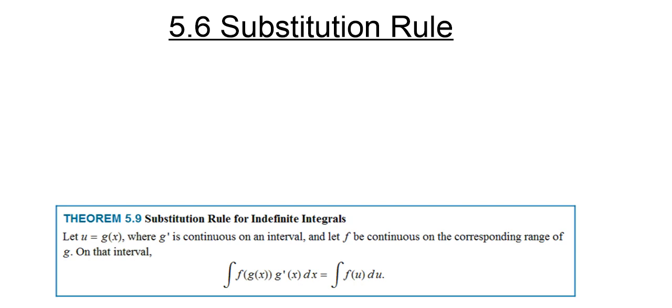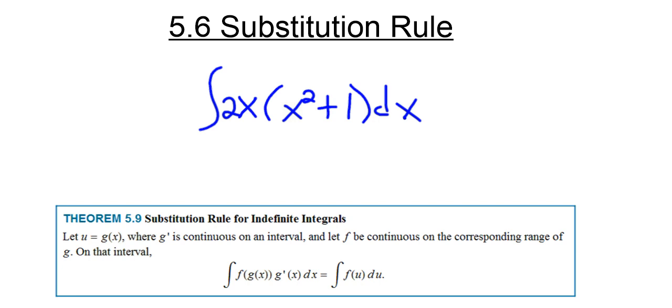For theorem 5.9, we're going to let u equal g of x, where its derivative is continuous on an interval, and the function f is continuous on the corresponding range of g. So what we're saying here is, if we have something that looks like 2x times, let's do, x squared plus 1 dx. Right now it looks like we have a multiplication going on. What do we do here? This is a little goofy.